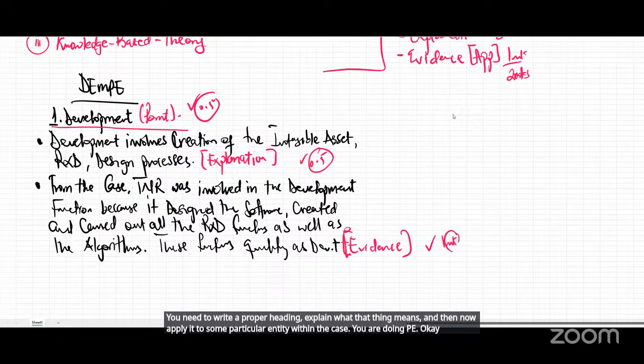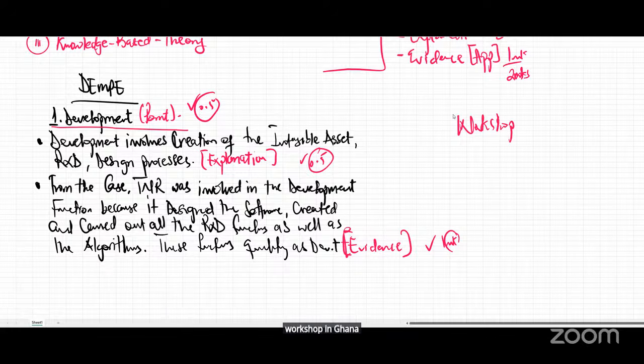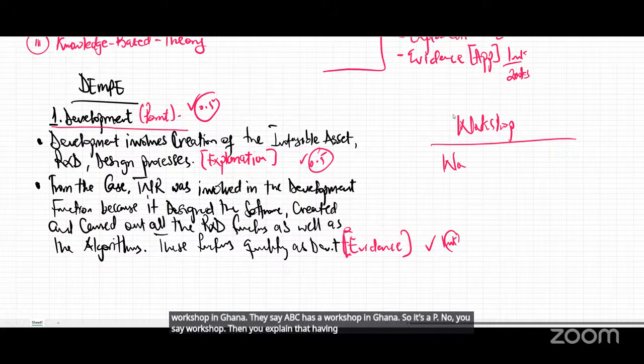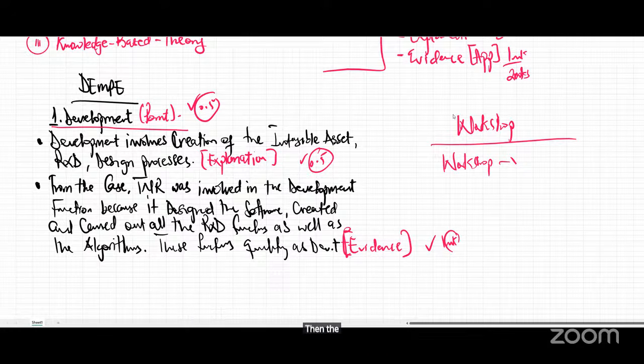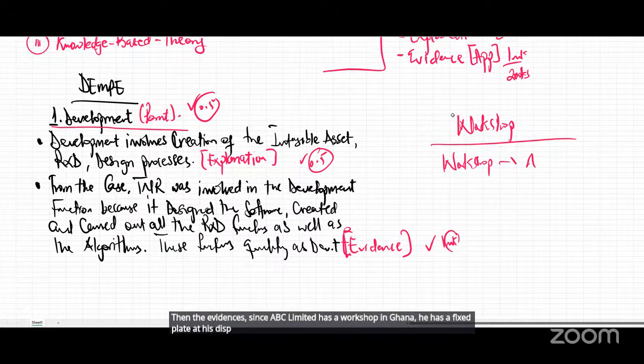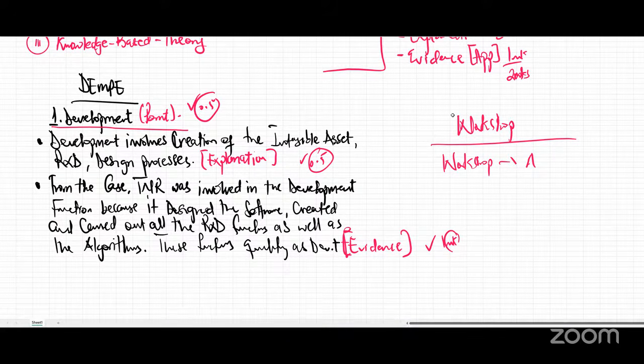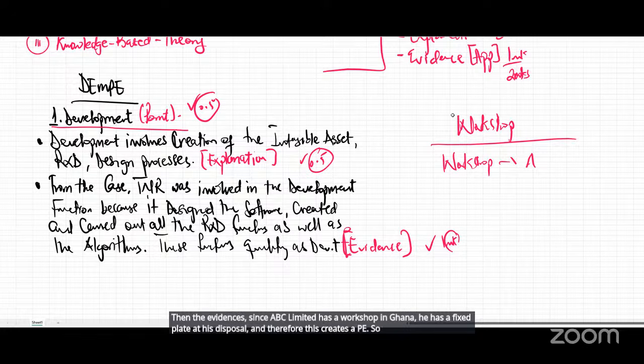You are doing PE. You just start, then you say maybe workshop in Ghana. You don't just say ABC has a workshop in Ghana, so it's a PE. No, you say workshop. Then you explain that having a workshop is a fixed place of business at the disposal of a company. That is your point and explanation. Then the evidence is since ABC Limited has a workshop in Ghana, it has a fixed place at its disposal, and therefore this creates a PE. So you must first give us the legal explanation, then you come and give us the implication. So it is point, explanation, and implication or evidence from the case.